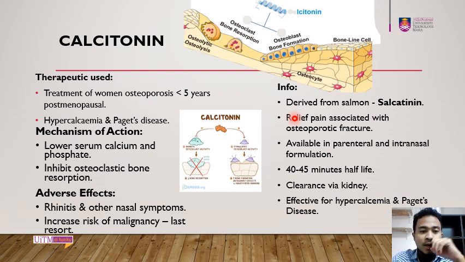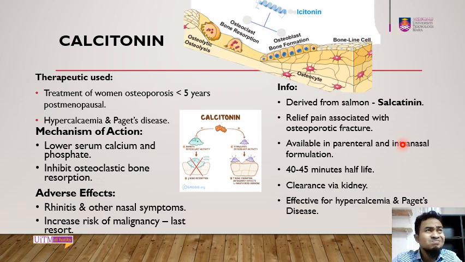Okay, it's quite interesting to share where this calcitonin is extracted from. This is actually derived from a salmon. Yes, it is a fish. Okay, called salcatonin. Alright, so the main function is that it relieves pain associated with osteoporotic fractures, and it's available in parenteral and intranasal formulation. So this is how you're going to use that.